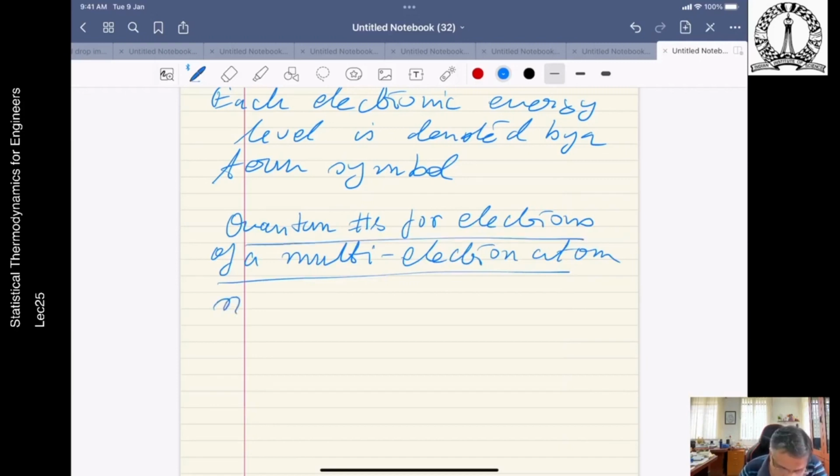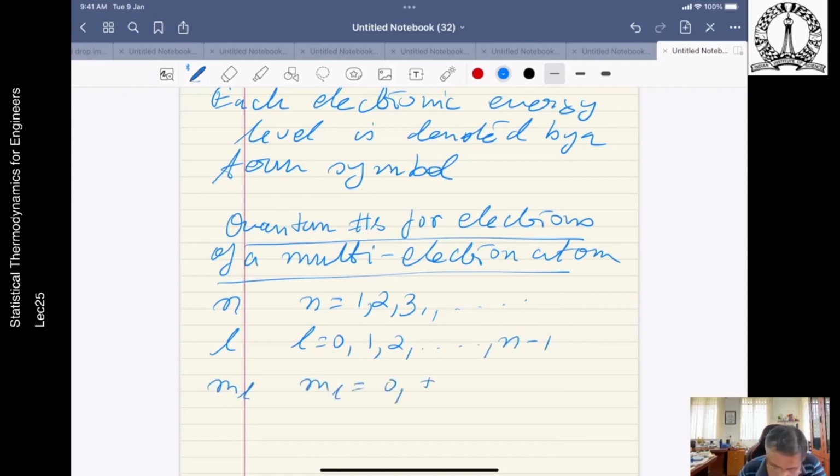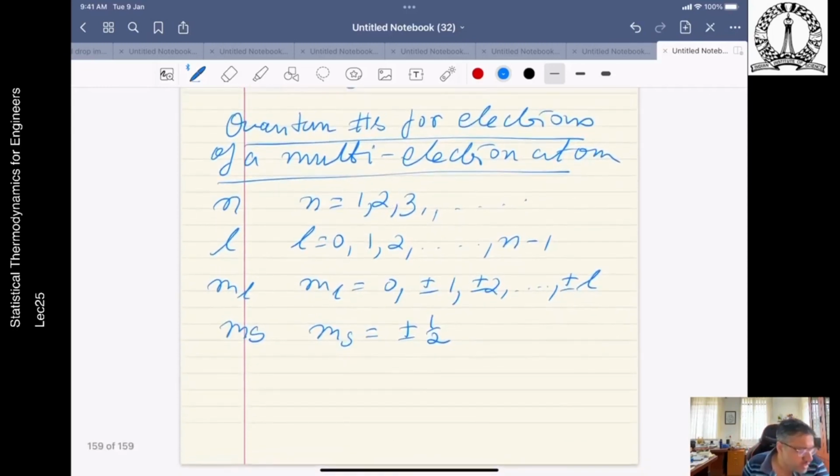So first one is n equal to 1, 2, 3, and so on. Then of course there is L equal to 0, 1, 2, up to n minus 1. Then there is ML, which is equal to 0, plus minus 1, plus minus 2, up to plus minus L. Then there is MS, which is equal to plus minus half. So these were the 4 sets of quantum numbers.